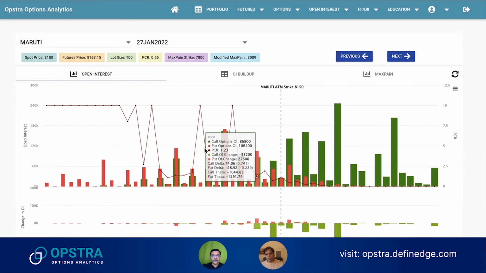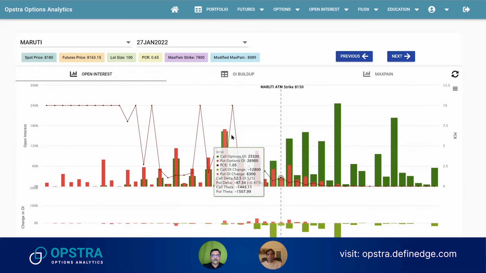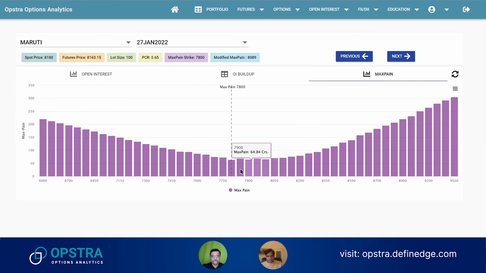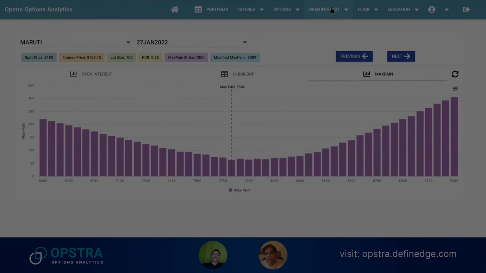So basically, it means that even though Maruti looks bullish right now, it might expire near 8,000. As of now, 7,800 actually. And if you look at modified max pain, which takes only the top five option strikes by open interest to calculate the max pain, it says around 8,100. This max pain is slow to move, and modified max pain moves much faster according to the stock price.